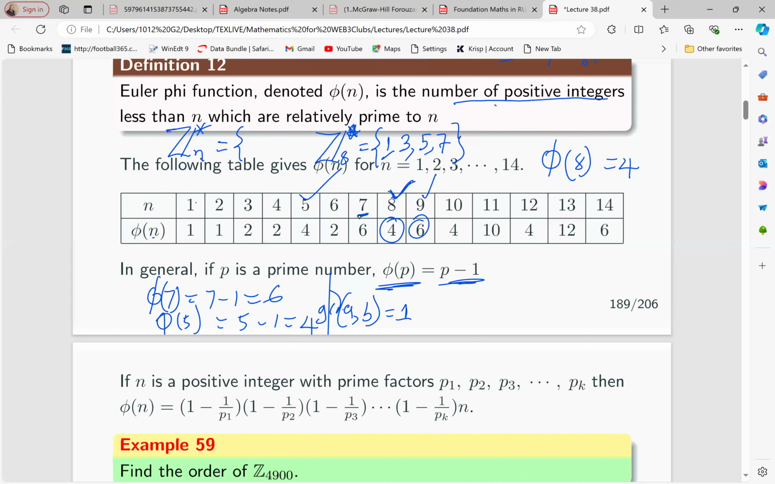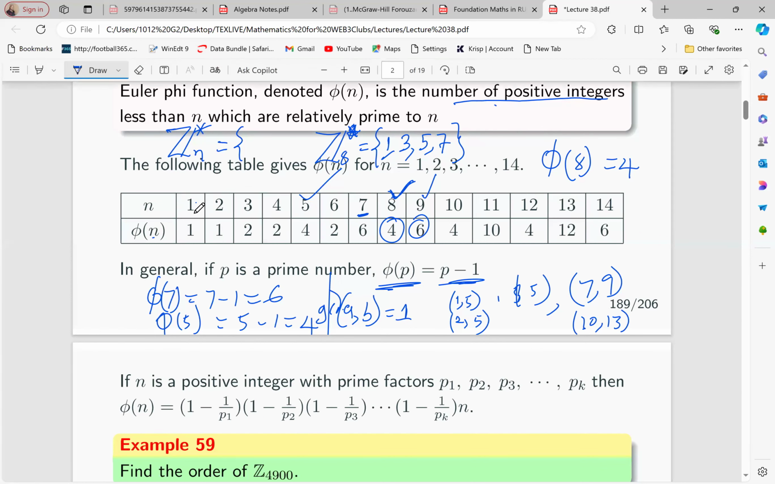For instance, 1 and 5 are relatively prime because the only common factor is 1. 2 and 5 are relatively prime. 3 and 5 are relatively prime because the only common factor between them is 1. 7 and 9 are relatively prime. Their only common factor is 1. That's what we mean by relatively prime. 10 and 13 are relatively prime. Their only common factor is 1.